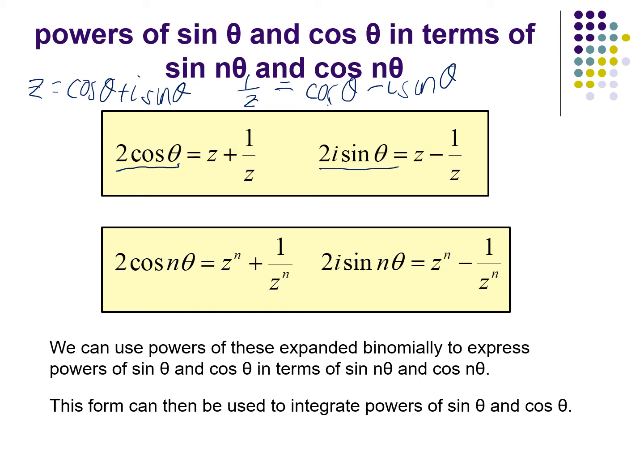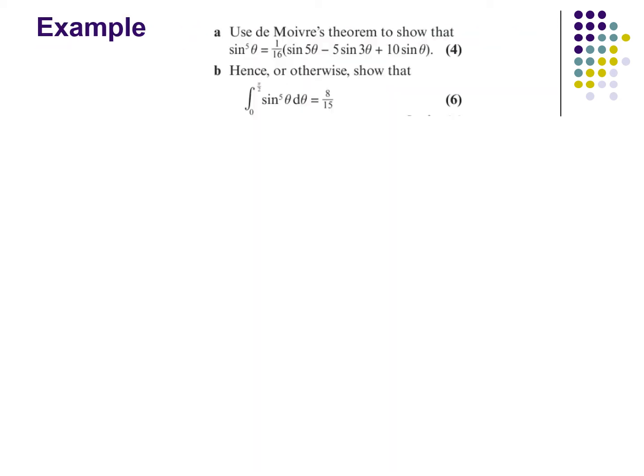So if in a question I want to do cos to the power 5 theta, what I will do is take that to the power 5 and then do another binomial expansion for that. These we then use once we've done our expansion to convert back into our multiple angles. So let's have a look. We've got one example of those. Here we go. Show that sine to the 5 theta is equal to that. And then here's the application of integration.